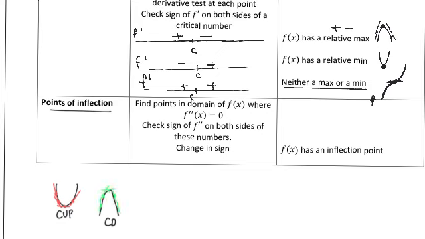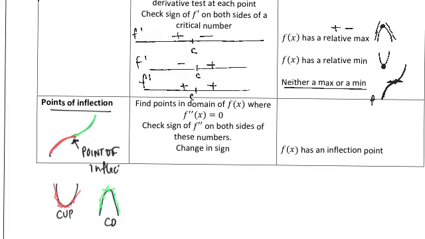So a point of inflection is the place where concavity changes, like right there. So this piece right here is concave down, and then right there I change to concave up, okay? So that means that this point will be called a point of inflection.